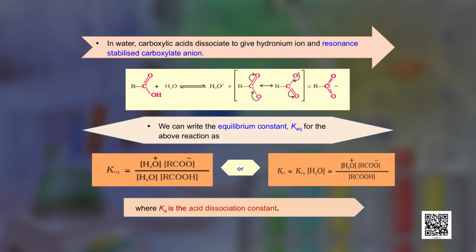the concentration of water. Or we can also take the concentration of water from the denominator to the side of K equilibrium to give us a new constant, which is Ka, and this constant is called the acid dissociation constant and can now be written as K equilibrium times the concentration of water. The rest of the equation on the right hand side remains the same.